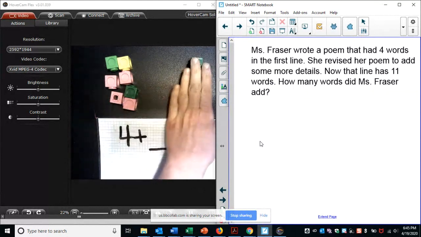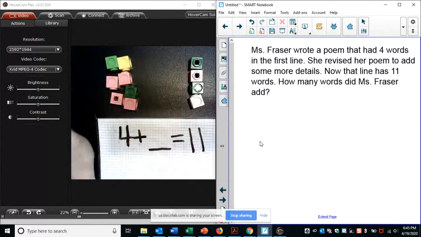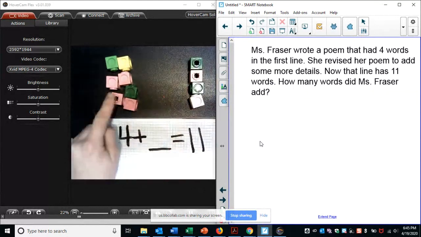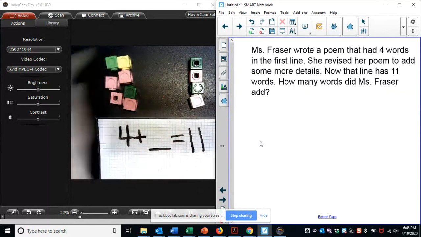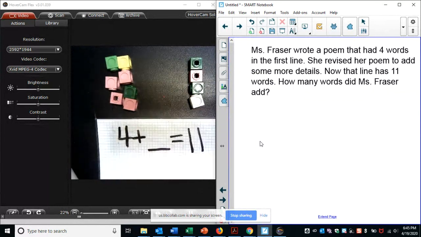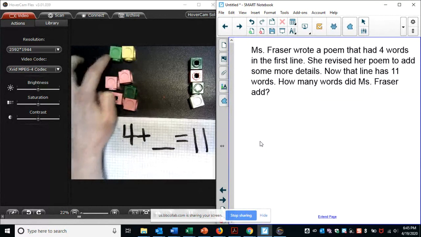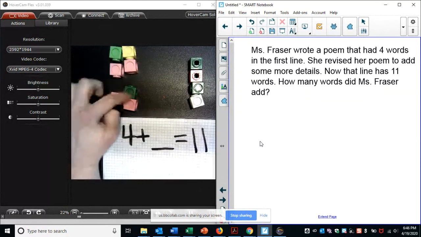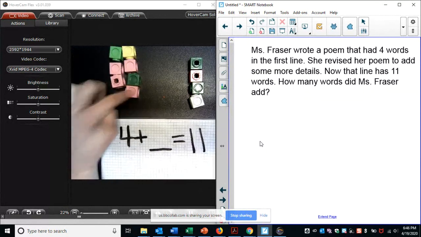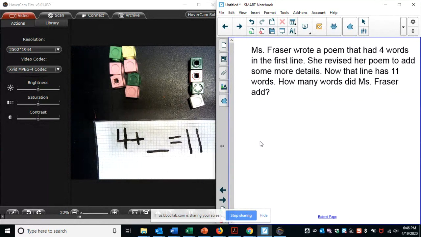So we should start with 4. And here's what we count on. Let me double check. 4, 5, 6, 7, 8, 9, 10, 11. So now let's see how much she added. 1, 2, 3, 4, 5, 6, 7. Looks like she added 7 words to that line.